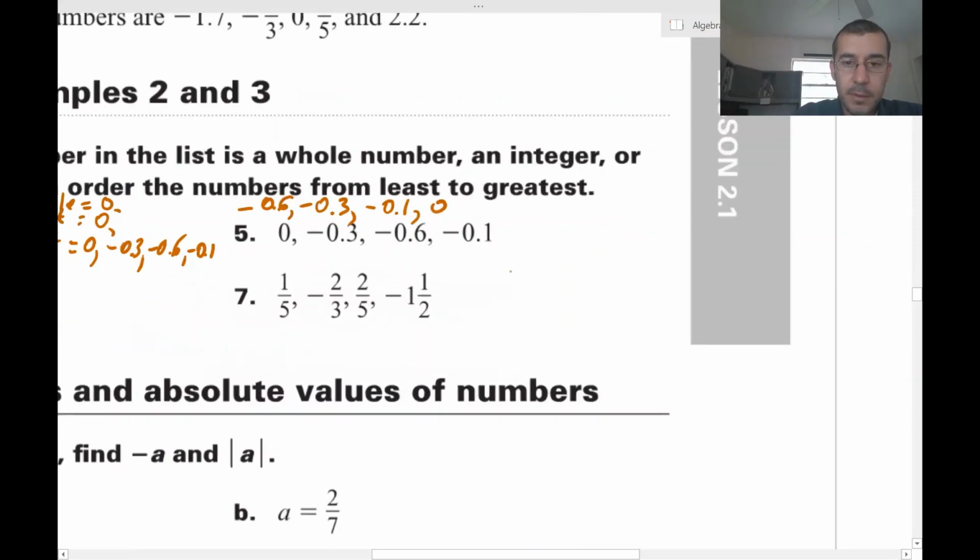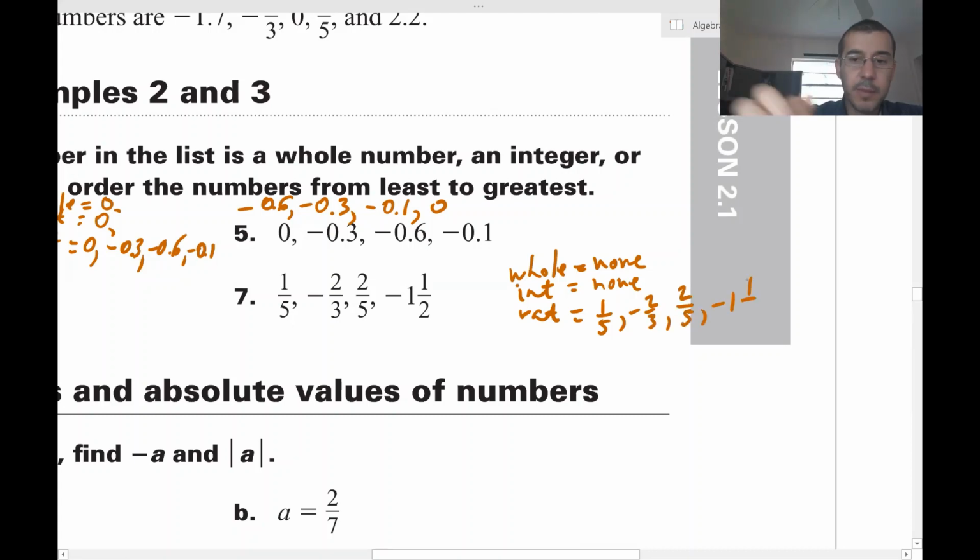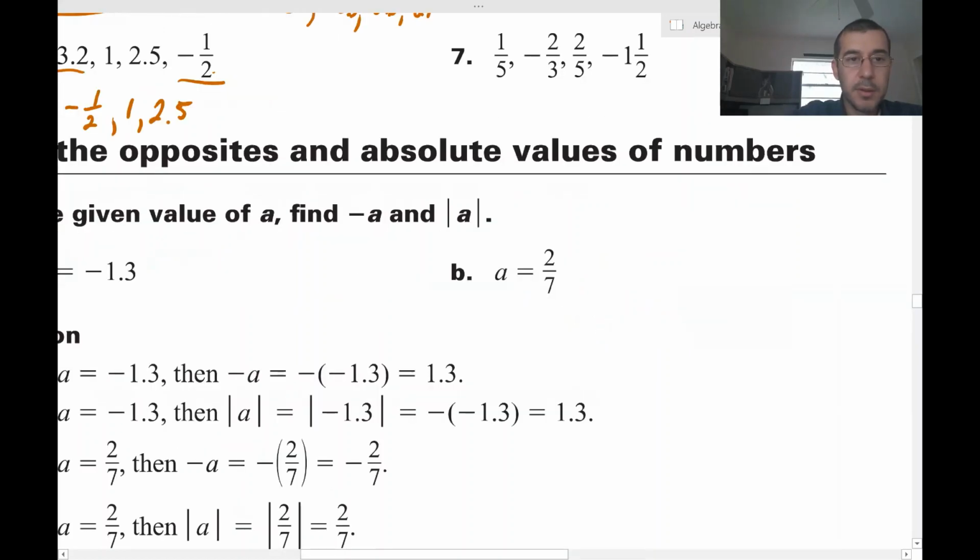Let's start with, again, whole numbers, integers, and rational numbers. Whole numbers, we don't have any whole numbers, so just say none. No whole numbers. Integers, we don't have integers, so none. Rational, all 4. So 1/5, minus 2/3, 2/5, minus 1 and 1/2. Minus 1 whole and 1/2. Okay.